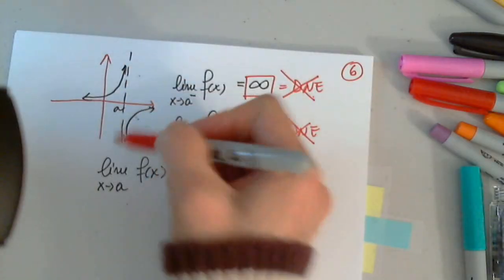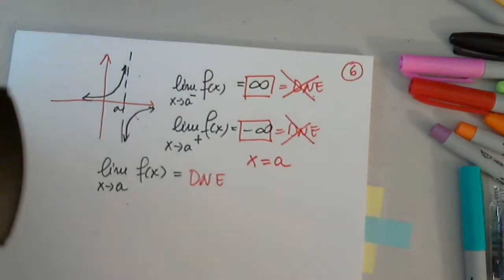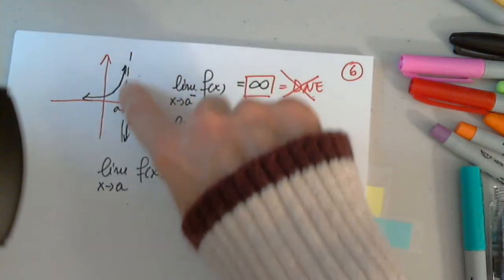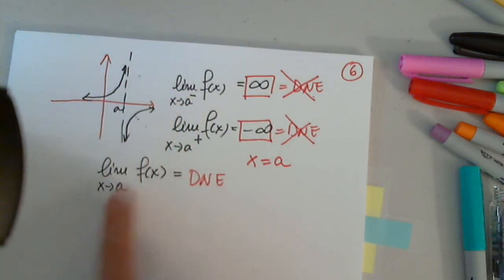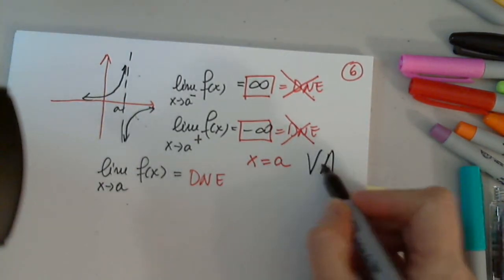And that's why x equals a represents, for this function, Mickey, what does this represent? Because the limit from the left is infinity and the other one is another type of infinity. What do we call x equals a? Vertical asymptote. Great job. Thank you.